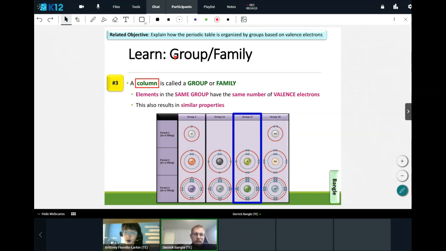All right, so now instead of the row or period, let's look at the column or group. Every element in the same column or group will have the same amount of valence electrons, as we've seen before. But as we go down that group, from top to bottom, the element is going to get larger in terms of how many shells it has. The other thing to keep in mind about groups is that all elements in the same group have similar properties, and we'll discuss that a little later on. So for number 3, go ahead and mark column in your notes.